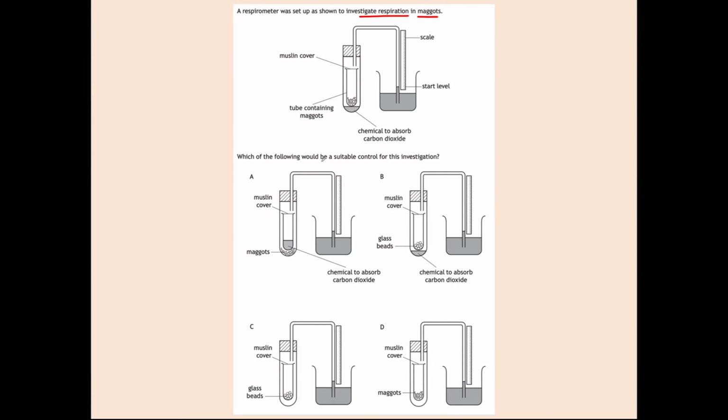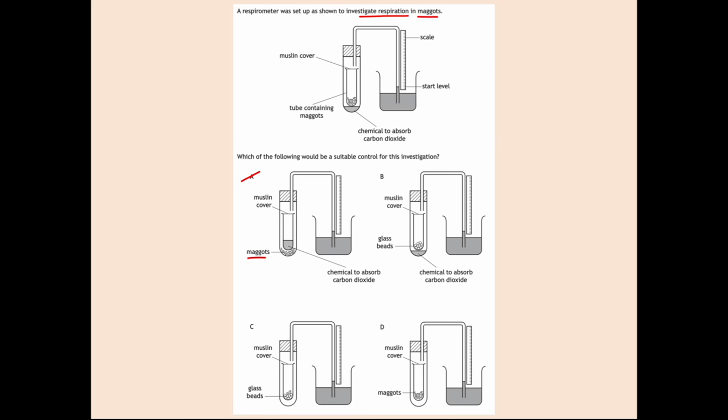And this question is asking us which of the following would be a suitable control for the investigation. Now, again, remember, we are looking to compare it with the absence of the thing we're investigating. We're investigating respiration in maggots, so that's the thing that will have to be absent within our control, okay? Now, because A has maggots, we know it's not going to be that. B has glass beads in place of the maggots, and seems to have everything else the same, so we'll come back to that in a moment.